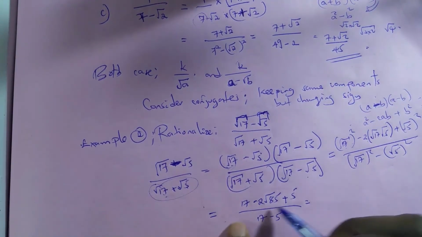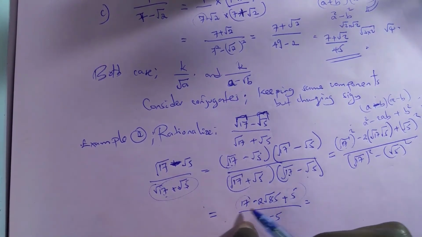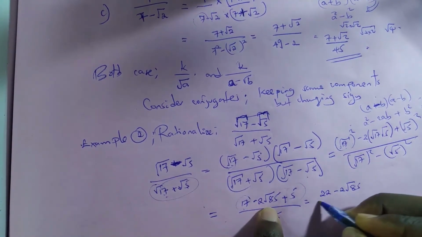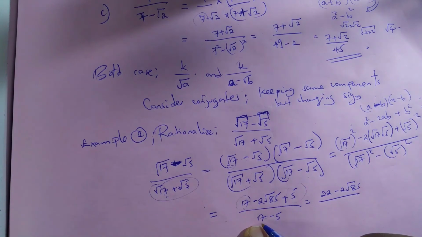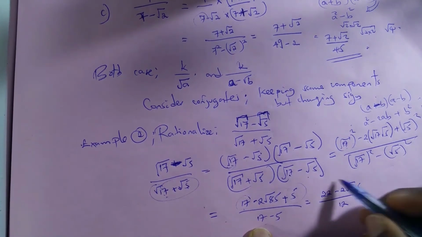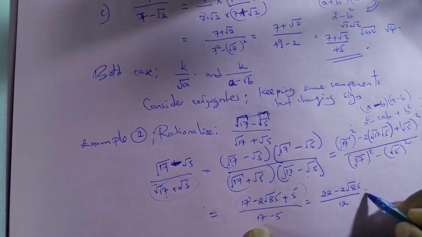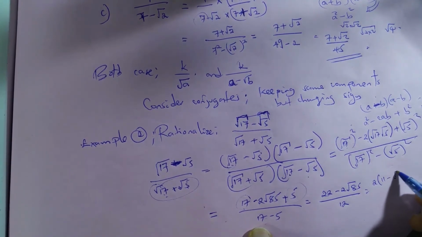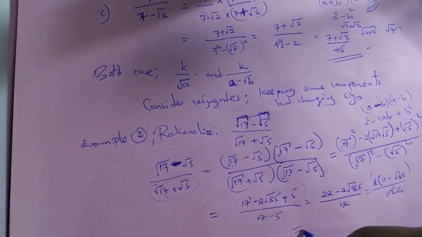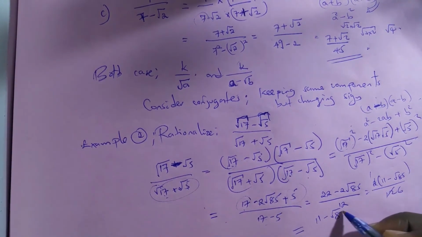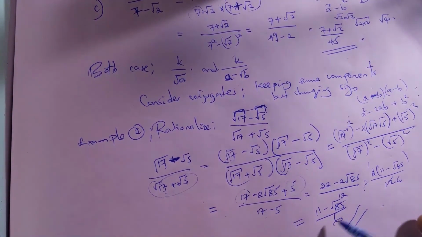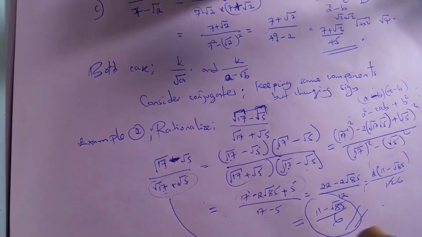What do we have then? 17 plus 5, these are just constants, so we can combine. That's 22 minus 2 root 85, out of 17 minus 5, which is 12. We can reduce by 2 because 2 is common there, so we have 11 minus root 85 out of 12. That 2 reduces 12 to 6. We're going to have 11 minus root 85 out of 6. That's when you rationalize. That's what we have.